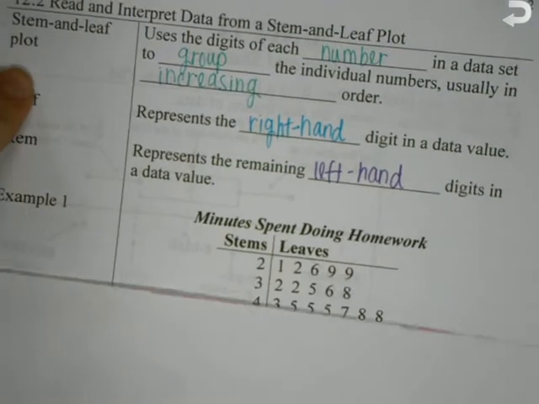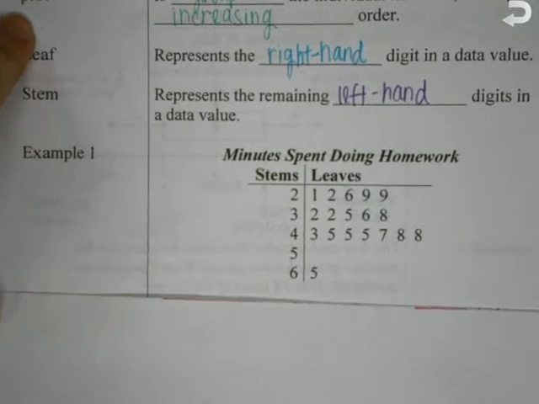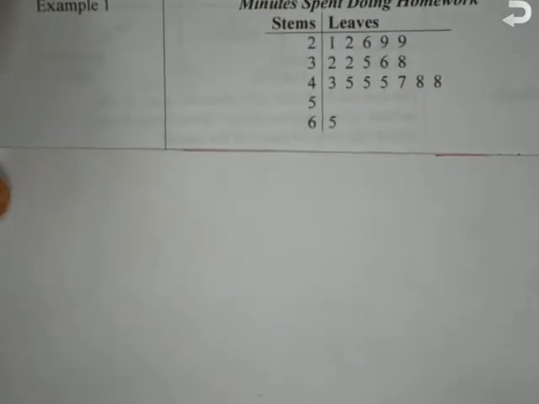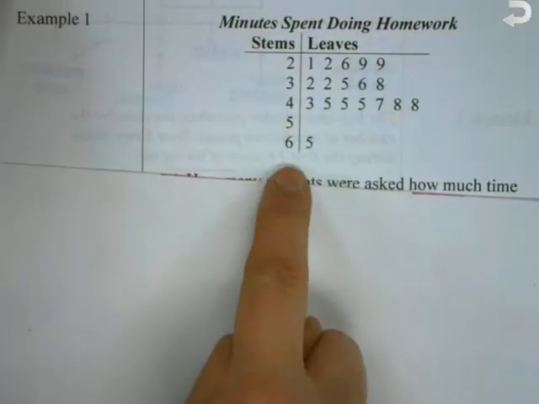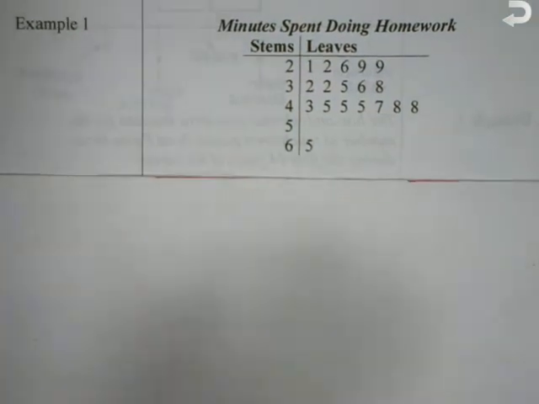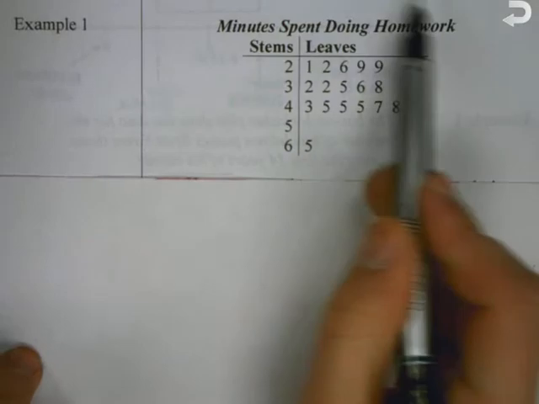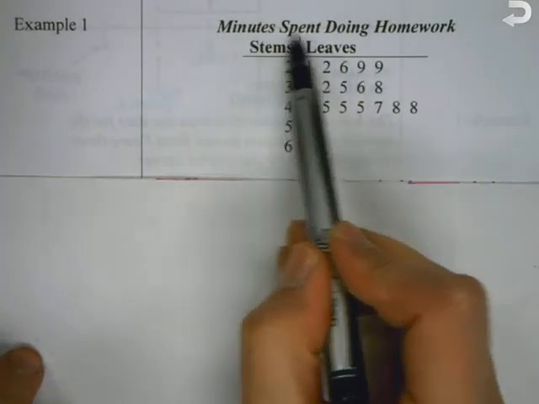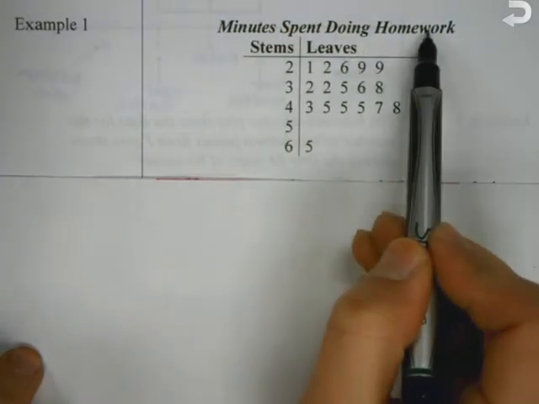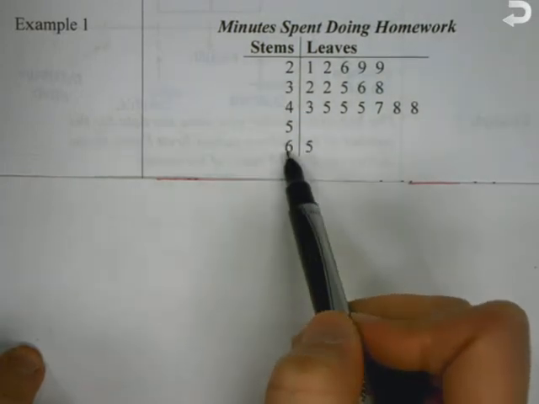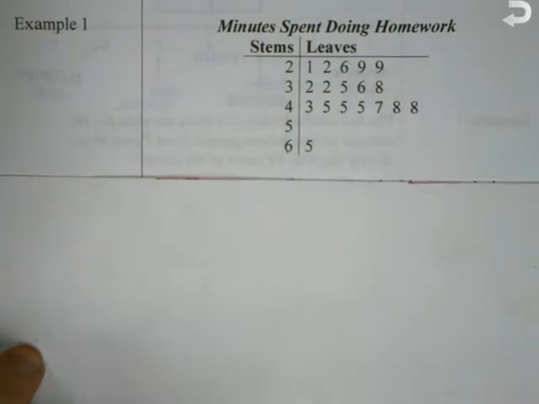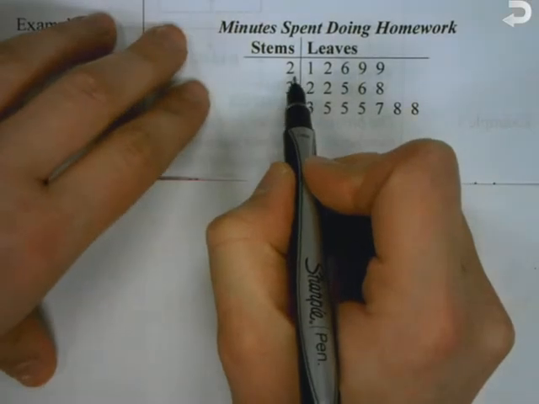Okay, so this is what it looks like. In example 1, you always set it up as a T-chart. Whenever we draw a chart or a plot, we always title it whatever the data is. In this case, it's listing the number of minutes spent doing homework. Your stems are all tens places, and your leaves are all the ones places. So my first value is 21.